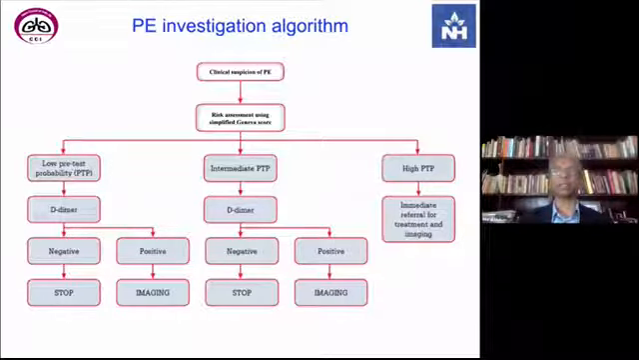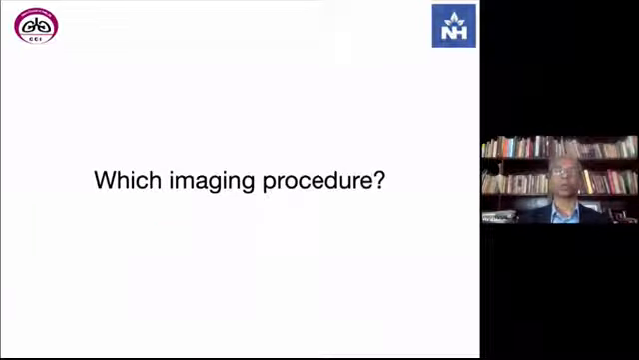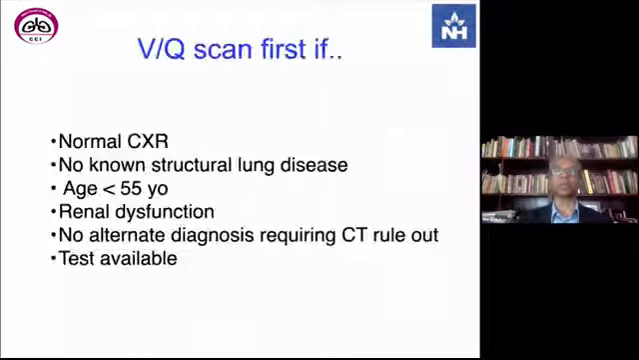I hope things are clear up to this point. So we spoke about imaging. Which imaging procedure do you use? So if you have the choice of doing a VQ scan, you do a VQ scan if the person's chest X-ray was normal. The person has no known structural lung disease.